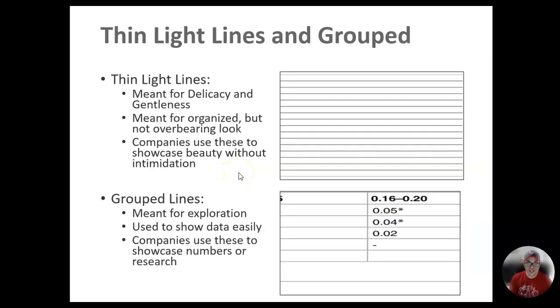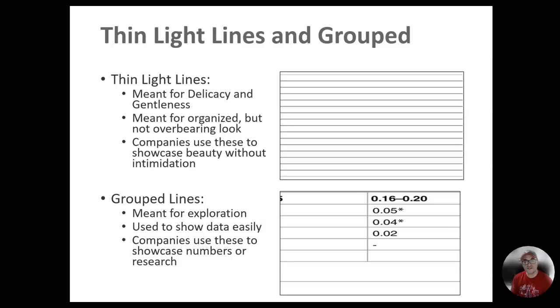Now, we also have thin, light lines. These are meant for delicacy and gentleness. This includes straight or curved style, but they have to be thin and very tied into the beauty of everything. They're meant to be organized, but not overbearing to look at. We tend to see this used with companies that showcase beauty without intimidation, apparel lines, any type of clothing line, or some type of beauty or different areas that are tied into it. This is where we tend to see thin, light lines.